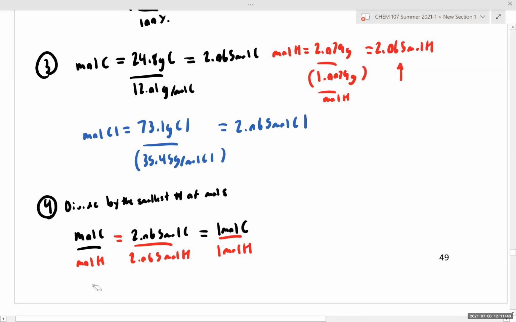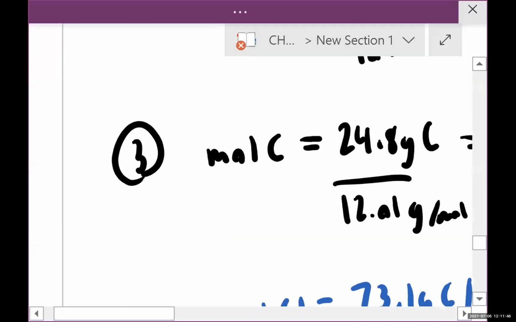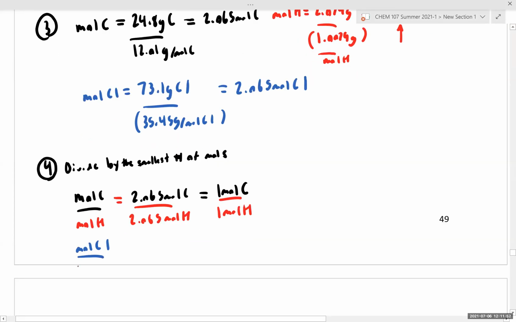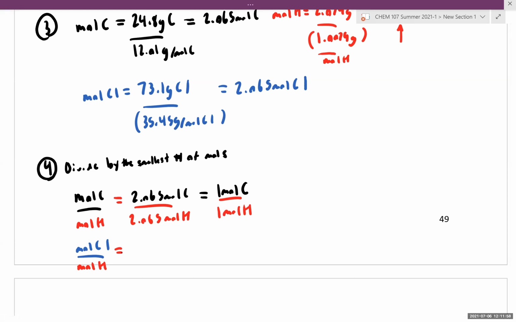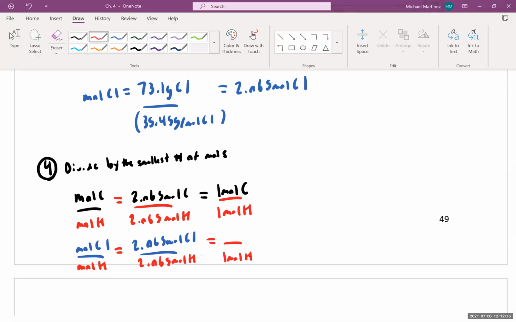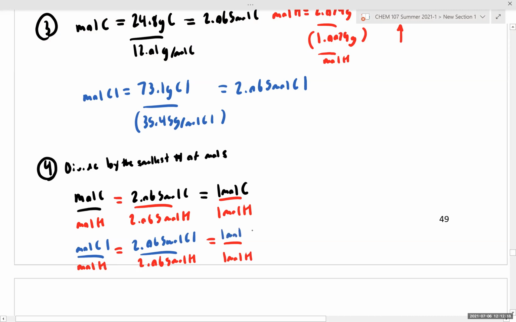By the same token, we have to divide chlorine, so moles of chlorine over the moles of hydrogen. In this case, we have 2.065 moles of chlorine divided by 2.065 moles of hydrogen. Again, we have a 1-to-1 ratio: 1 mole of chlorine per 1 mole of hydrogen.